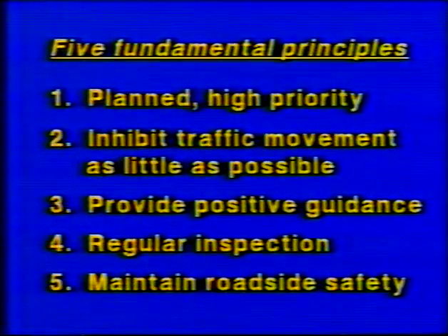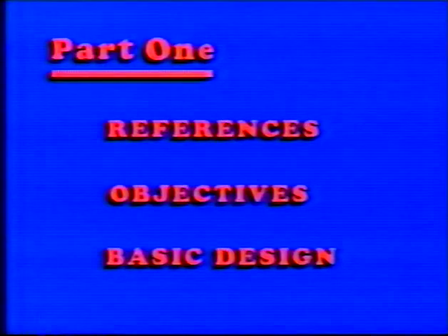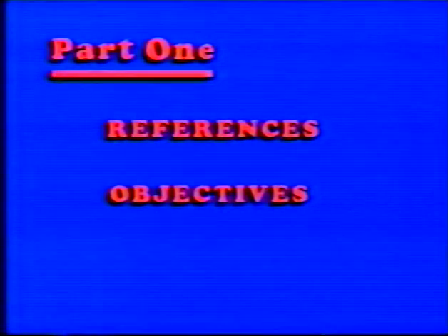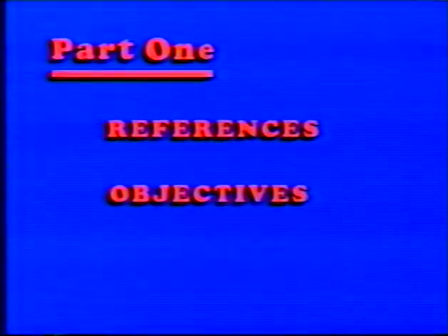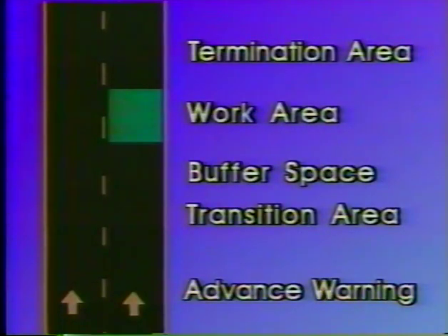By including these 5 fundamental principles in the development and the implementation of our traffic control plan, we will be on our way toward meeting our twin objectives of reducing accidents and minimizing inconvenience in highway work zones. Okay, now let's take a look at the basic design of a typical traffic control zone. The MUTCD divides traffic control zones into 5 distinct areas, each with its own function and set of risks.